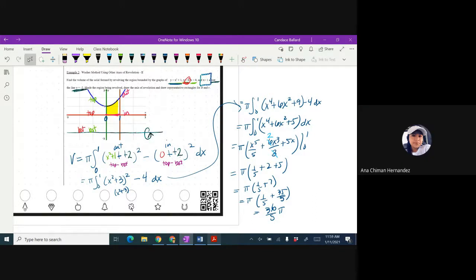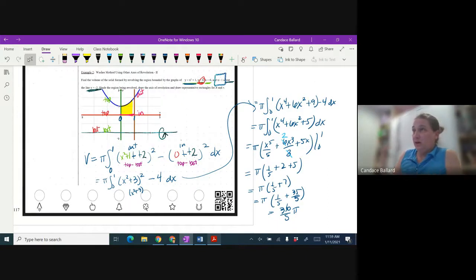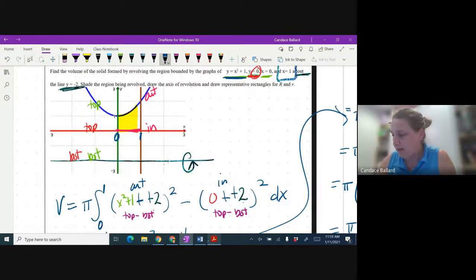Ms. Ballard? Yep, go ahead. Can you explain the top and bottom part again? Yep, we'll go through it again, and then you got to let me know if you understand it, okay? Okay, so 2 things going on. We've got the outer function and the inner function on the washer, okay? So my outer function in this case was the blue parabola because it's further away from my axis of revolution, okay? My inner function is the red axis because it's closer to the axis of revolution because they shifted the axis of revolution. So I know that whatever I do first, I have to work with the blue one first and then the red one, okay? So that's inner versus outer.